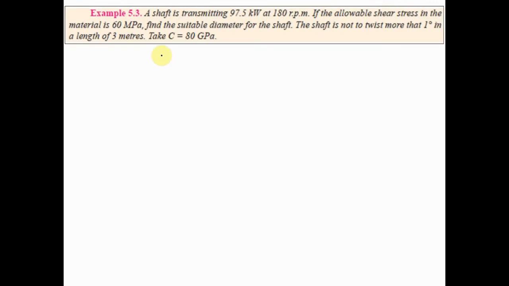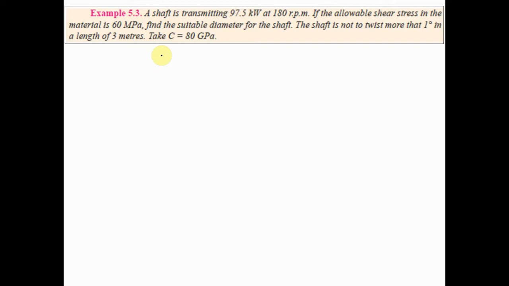A shaft is transmitting 97.5 kilowatts at 180 rpm. If the allowable shear stress in the material is 60 megapascals, find the suitable diameter for the shaft, and the shaft is not to twist more than 1 degree in a length of 3 meters. So it is saying the maximum allowable twist is 1 degree per 3 meters. So we can say that the length is 3 meters, and the twist, that is theta, is 1 degree. So first we will go with what is given, and we have to find the diameter.